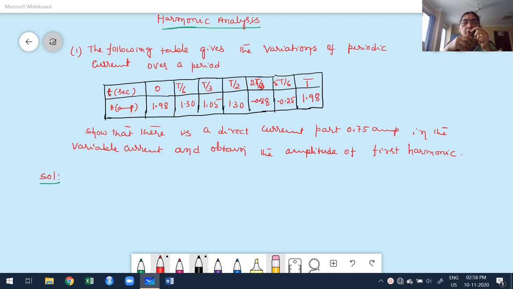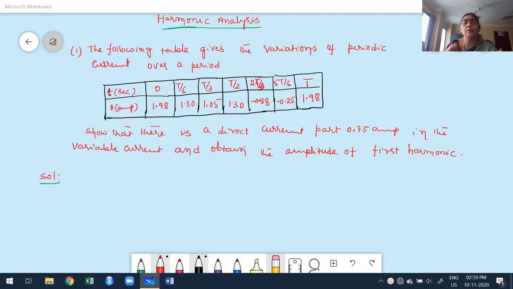Welcome to today's class. In this class, we consider some more problems based on harmonic analysis. In the previous class, we already discussed how to construct the first harmonic or second harmonic for a Fourier series from harmonic analysis, how to convert a Fourier coefficient integral into a summation using the average or mean formula. Now observe carefully, one of the problems is already written on the board.